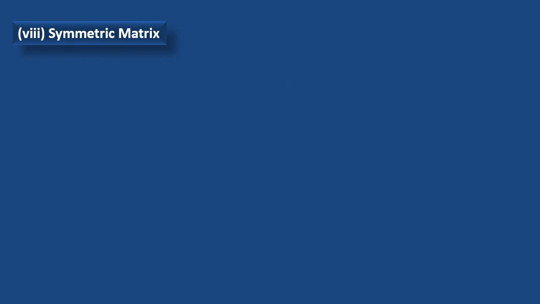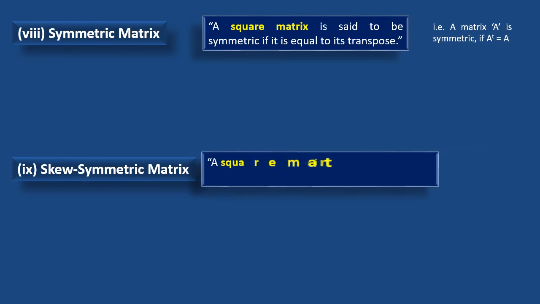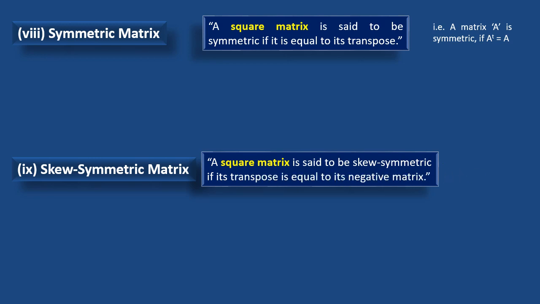At number 8 we have symmetric matrix and number 9 is skew symmetric matrix. A square matrix is said to be symmetric if it is equal to its transpose. That is, a matrix A is symmetric if A transpose is equal to A. On the other hand, a square matrix is said to be skew symmetric if its transpose is equal to its negative matrix. That is, a matrix A is skew symmetric if A transpose is equal to negative of A.